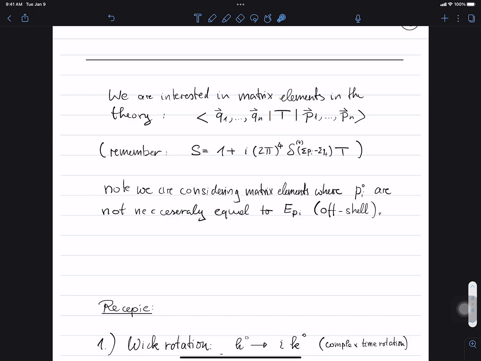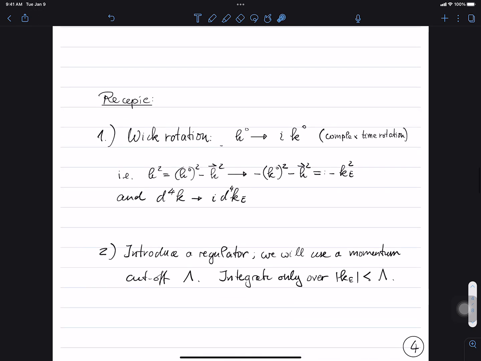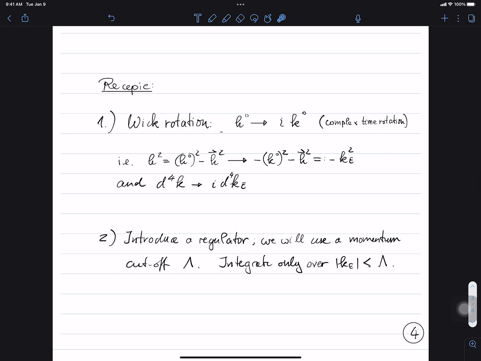If you remember, the definition of it was the scattering matrix was 1 plus i 2 pi to the 4, then the momentum conserving delta function, and then this transition matrix element. Now we're considering matrix elements where the p_i are not necessarily equal to E, the zero components of the momenta are not necessarily equal to the energy of the particles, so the particles can be off shell. Now I'm going to tell you the recipe for how to handle diagrams in general of this type.